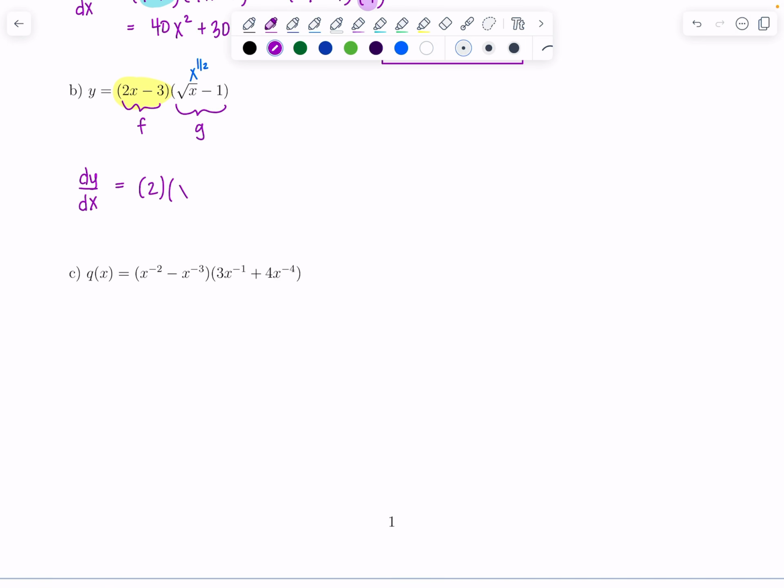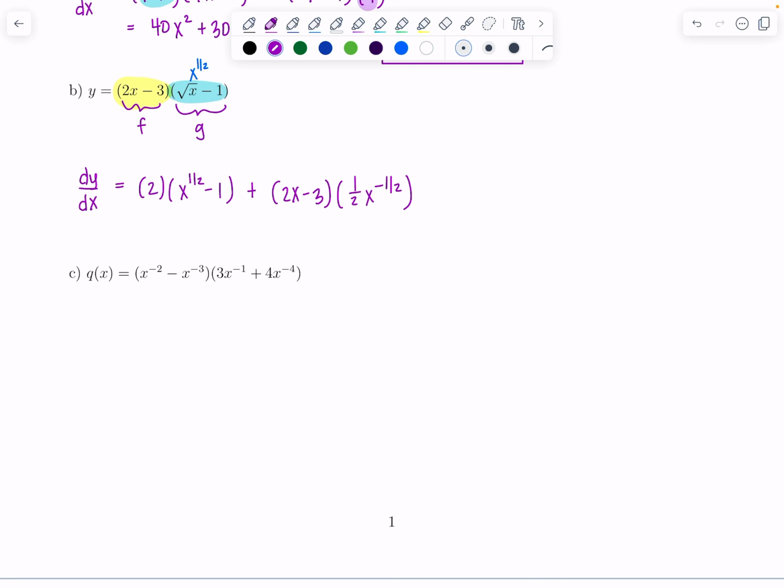It's x to the 1/2 minus 1. Leave it alone. Plus, now f already had his turn, so you stay put f. You're just 2x minus 3. Now it's finally g's turn to have his derivative taken. So square root of x minus 1, derivative of x to the 1/2 is 1/2 x to the negative 1/2. And then derivative of minus 1 is 0. How are you doing up to here?